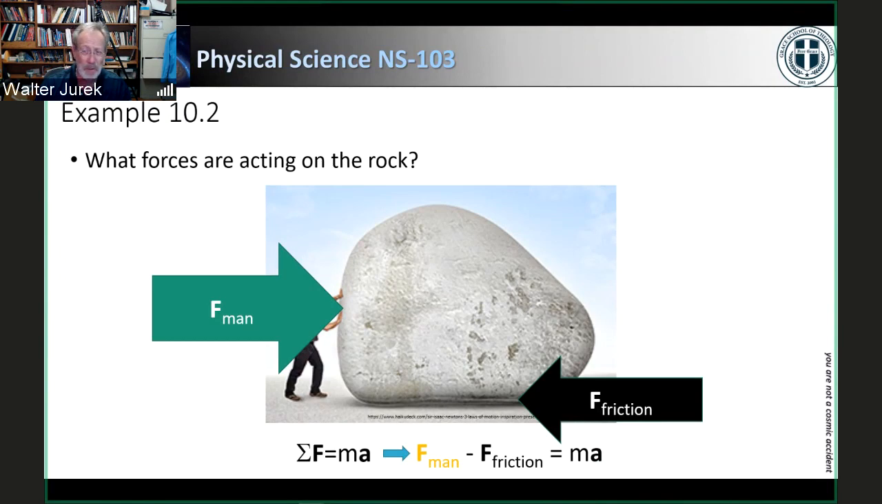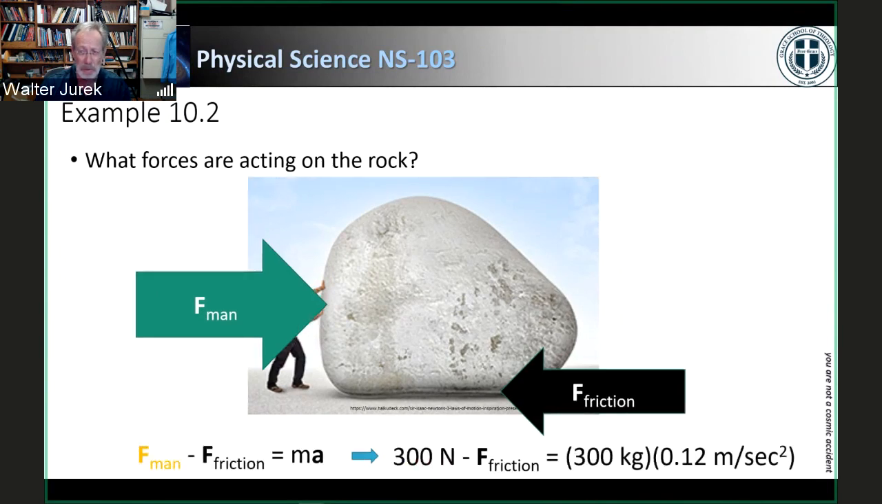So we know some of these numbers. We know Tony's pushing with 300 newtons of force. We know the mass is 300 kilograms. We know that Tony's got it moving at 0.12 meters per second squared. So from a math standpoint, if we write it out like I've got down there at the bottom, the only thing we don't know in there is the friction. And with a little bit of algebra, I know.